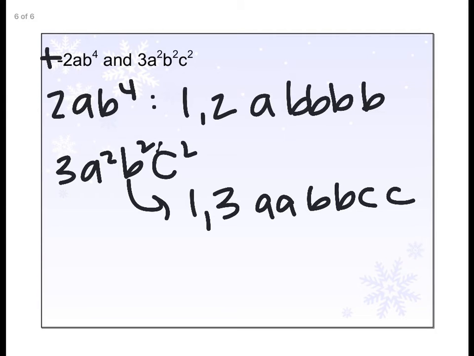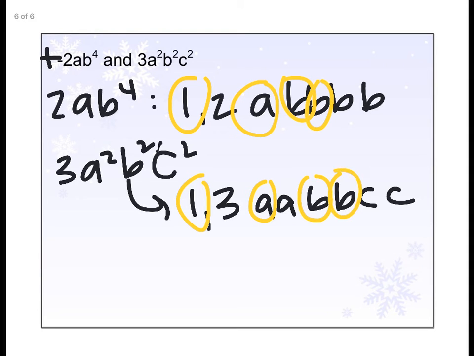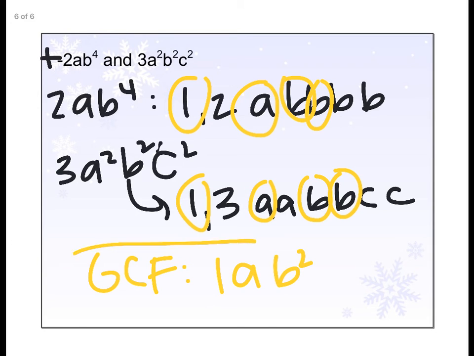So altogether, biggest number would be 1. You can take 1 a from each, and then 2 b's, and then they don't share any c's. So my GCF, the greatest common factor, so the things they both share would be a 1, an a, and 2 b's for a b squared.